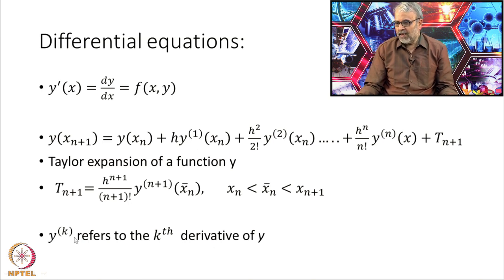So, yk, as I said, refers to the kth derivative. We will consider two ways of solving this. One is by Euler method. What does the Euler method do? It approximates y at xn plus 1 equal to y xn plus h into y1. This is the first derivative. So, this first derivative is nothing but this function. So, it truncates here. That is my Euler's expansion.